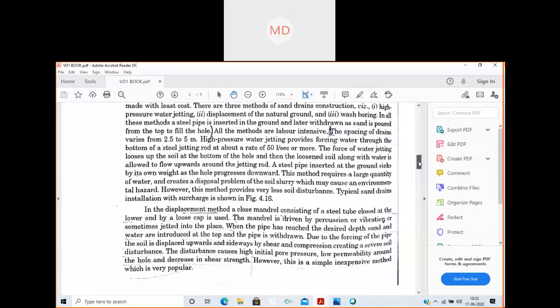So generally what is done, a steel pipe, cylindrical in structure, pipe you will know. That steel pipe is inserted inside the soil, inside the subsurface layer, up to how much depth the consolidation process is to be done. Up to the required depth, the steel pipe is inserted.